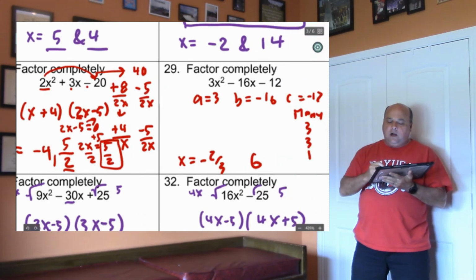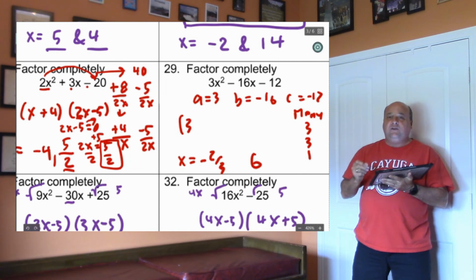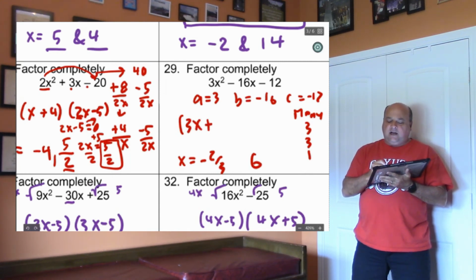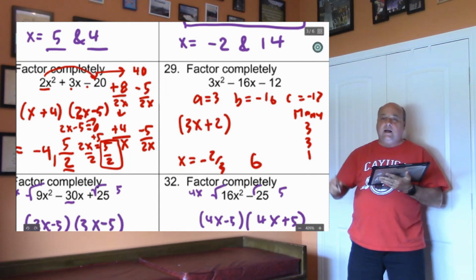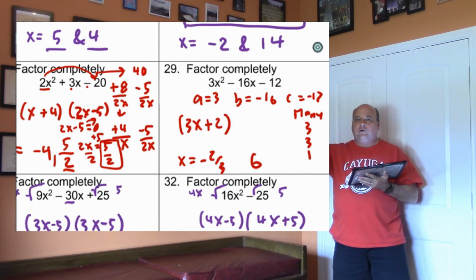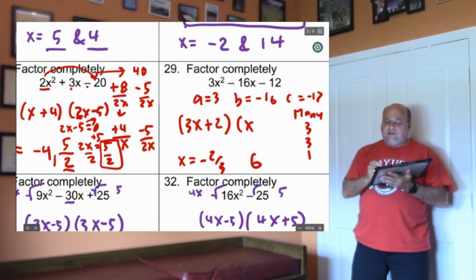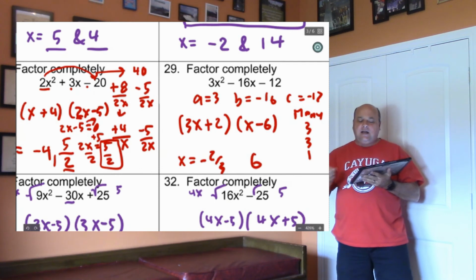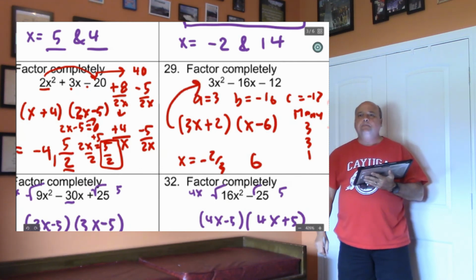So let's go over here. The 3 turns into the coefficient. The opposite of a negative is a plus, and the 2 goes at the end. That's how you switch that negative 2/3. And then the opposite of plus 6 is minus 6. Ding, ding, ding, ding. I just factored that, okay?